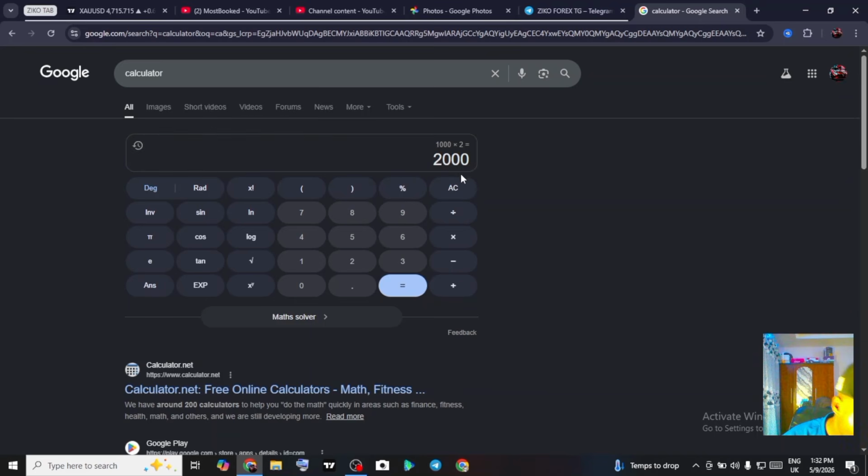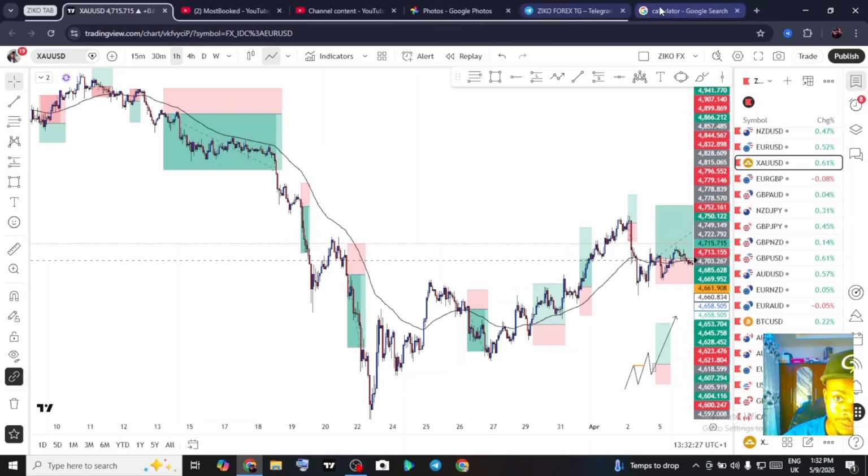But remember, my balance of $1,000 is still in my balance because I did not actually lose the $1,000. So it will be $2,000 in profit and $1,000 as balance, making my equity $3,000. That is the first trade, which is this one right here, right?